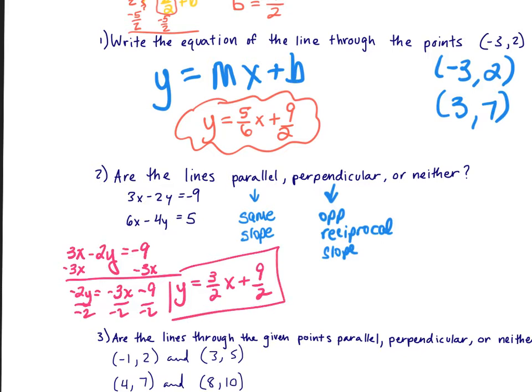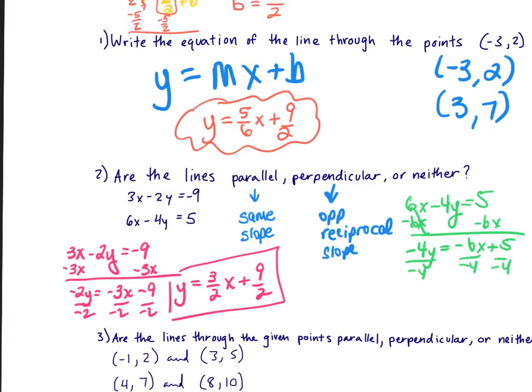That's the top one. Then I'm going to do the same thing with the second one, up here so you guys can see. 6x minus 4y equals 5. Subtract 6x from both sides: negative 4y equals negative 6x plus 5. Divide everything by negative 4, and I get y equals 3/2 x minus 5/4.